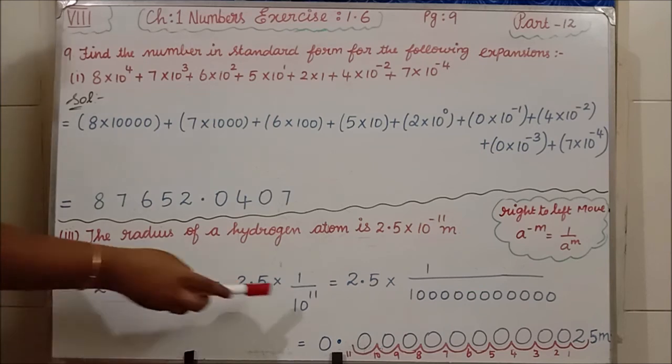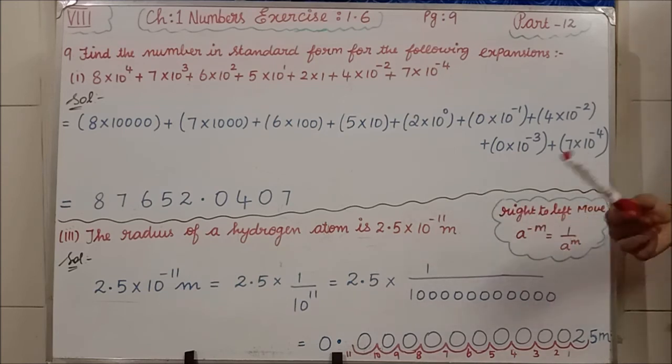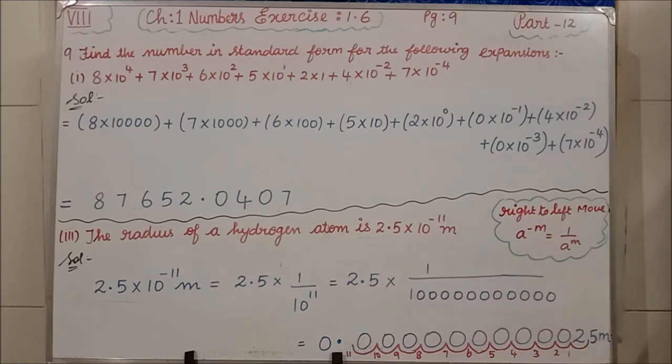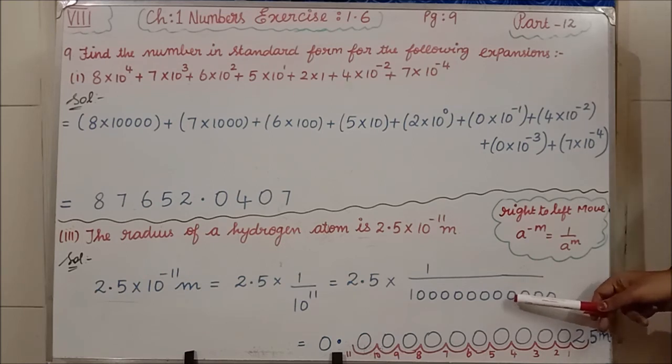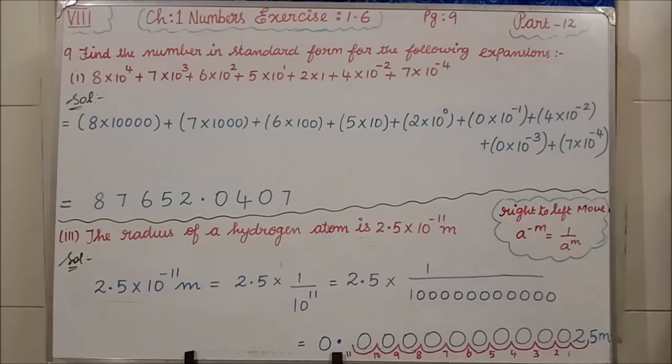Isn't it? So 10 power 11 means what? 10 how many times we have to multiply? We have to multiply 11 times. Isn't it? So how we have to write? Is equal to 2.5 into 1 divided by 10 power 11 means 10 we have to multiply 11 times. So if you multiply what you will get? After 1 how many 0 you will get? You will get 11 0. See 1, 2, 3, 4, 5, 6, 7, 8, 9, 10, 11 0 I have written.